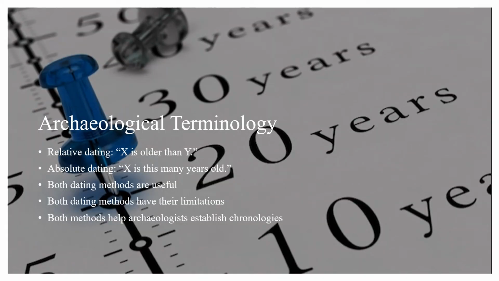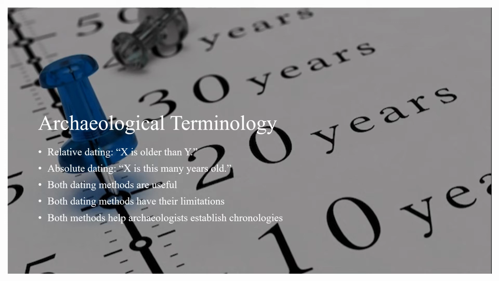Now that we've discussed what archaeology is as a field and what sources archaeologists use, we can now go over some archaeological terminology. We'll start with dating methods. There are two major dating methods that archaeologists use to establish chronologies of the artifacts they find. These are relative dating and absolute dating.